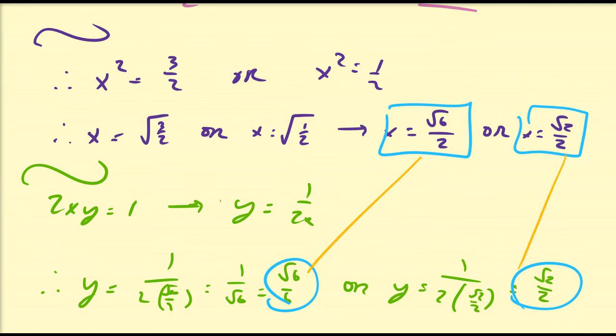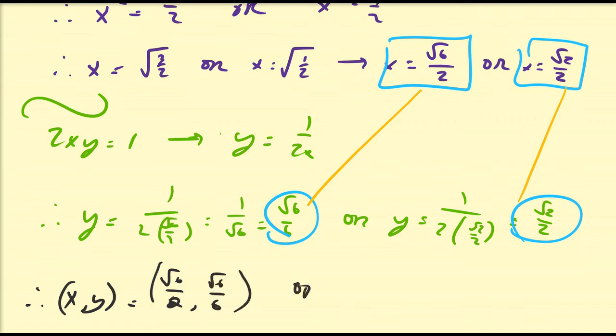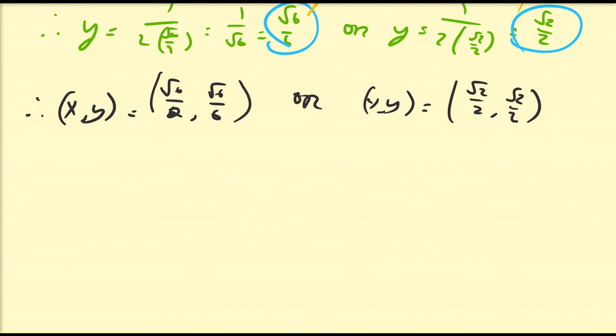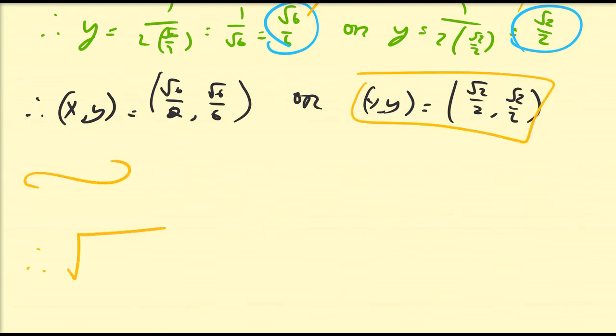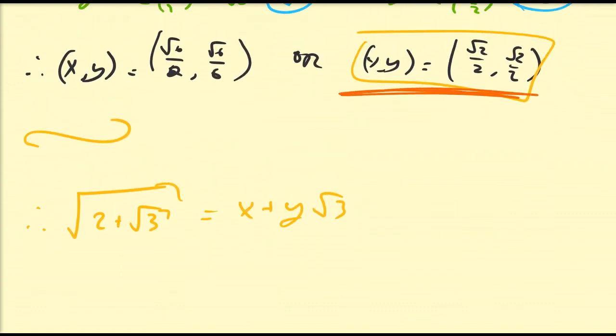All right, so those are our pairs for x and y. So that means either x, y is equal to root 6 over 2, root 6 over 6, or x, y is equal to root 2 over 2, root 2 over 2. Right? So now let's go back to the problem we're focusing on. We're assuming that the square root of 2 plus the square root of 3 has the decomposition x plus y square root of 3, right? So I'll choose that one.